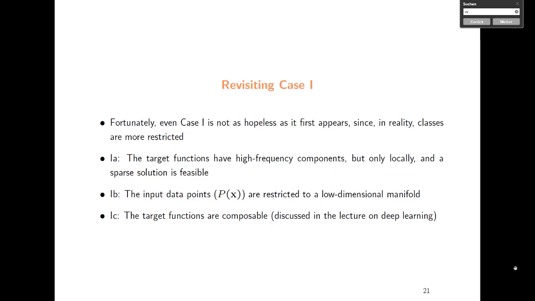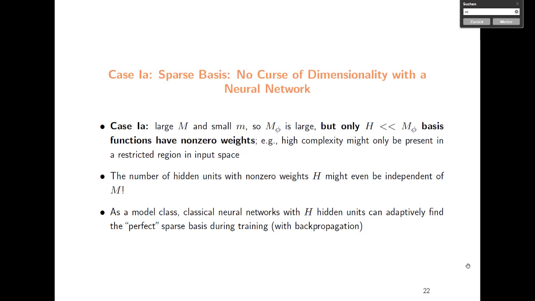The second case is that the input data is restricted to a low-dimensional manifold. So P of x maybe has some strange shape, but it's low-dimensional. And 1c is the target functions are composable. So this is discussed in the lecture on deep learning. So 1a is sparse basis. And this is something a neural network can exploit quite well.